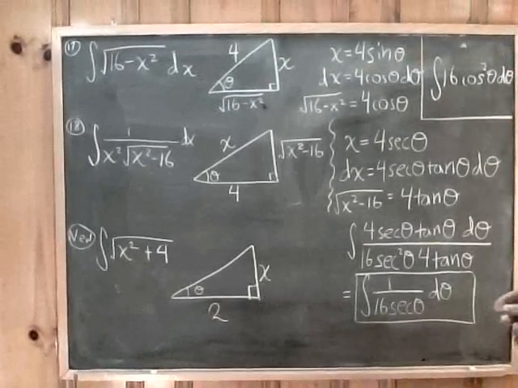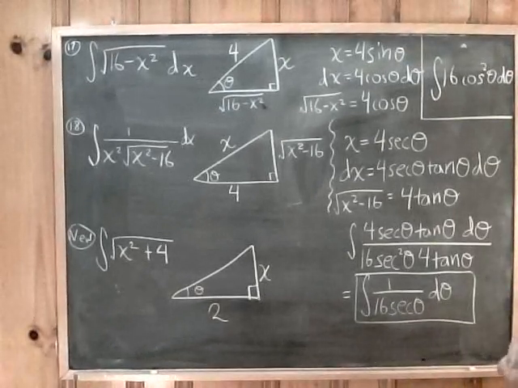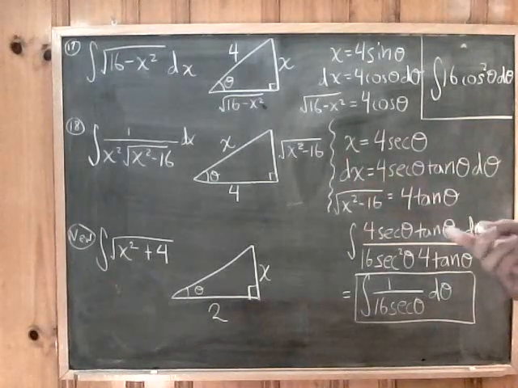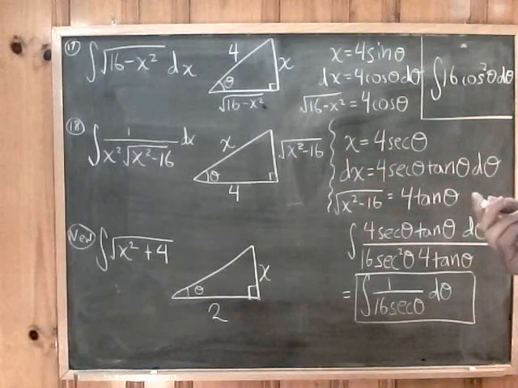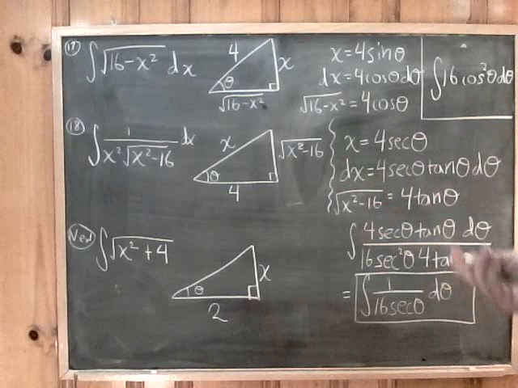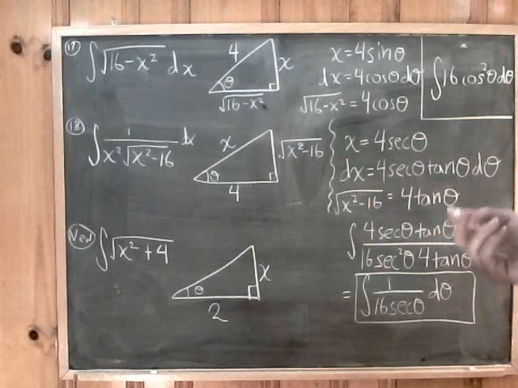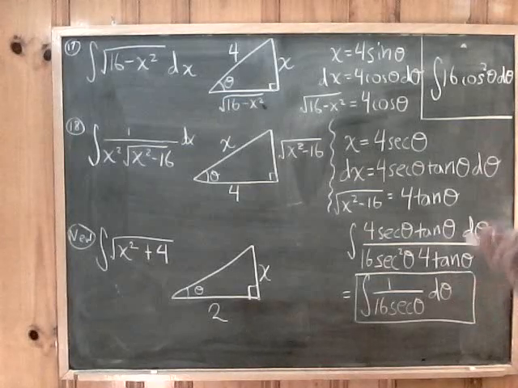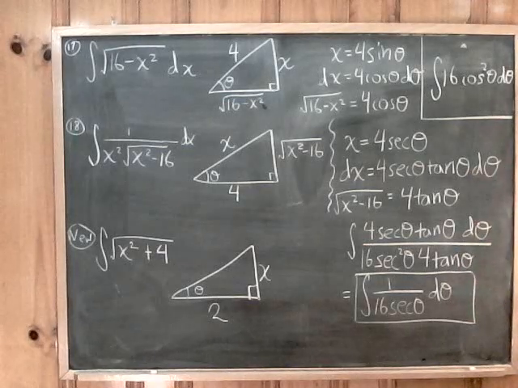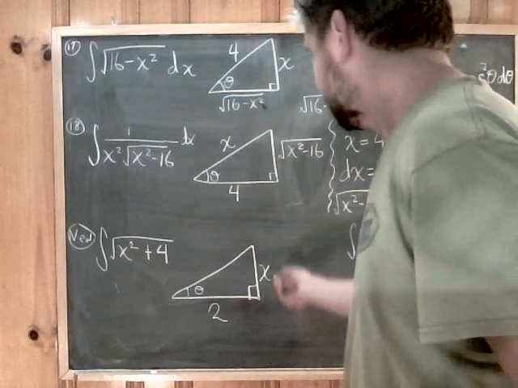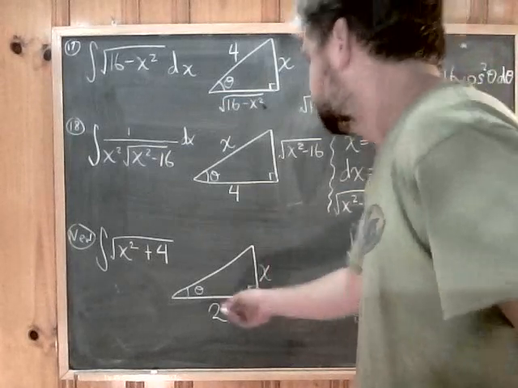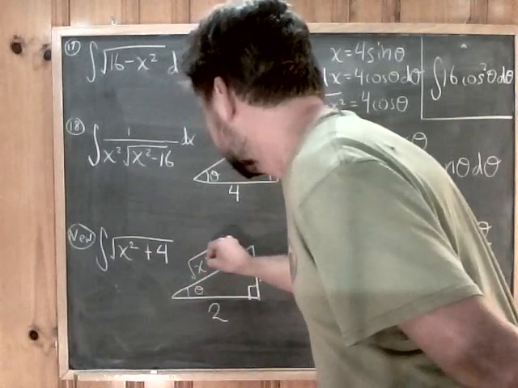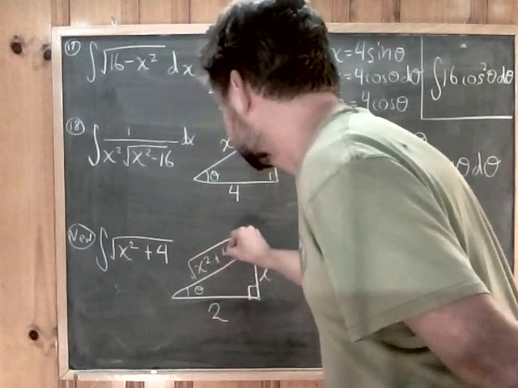All right. So for the last one, this is actually not on the review page, but it was one of the ones we did in notes, so I thought I'd put one in here for comparison as well. It has square root of x squared plus 4. So when they're added together, that's when you use the tangent, because you can put x on the opposite, 2 on the adjacent, and then the hypotenuse is the square root of x squared plus 4.